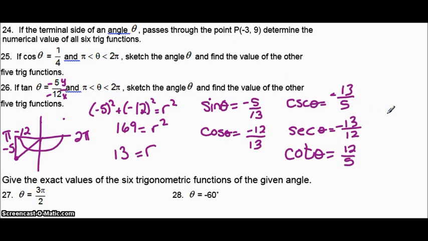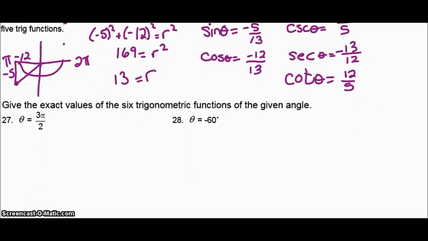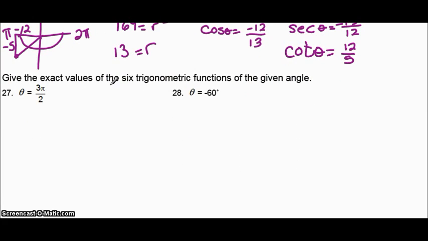Alright, moving along. Question 27. Give the exact values of the 6 trigonometric functions of the given angle. Okay, so 3 pi over 2, that is located here on the quadrant, and we know that the coordinate point on the unit circle would be 0, negative 1. So x would be 0, y would be negative 1, and r would equal 1.